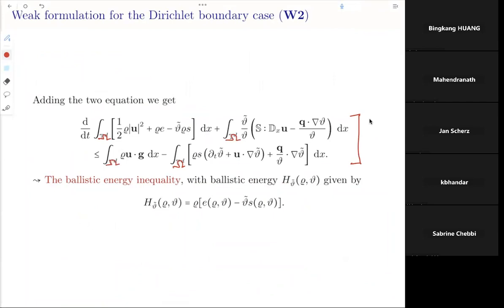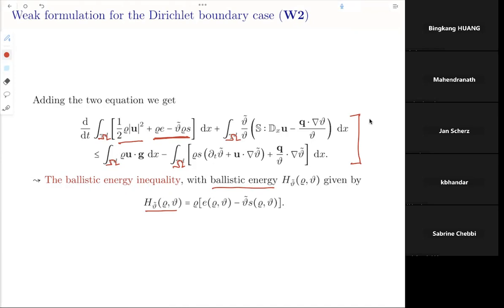So what happened? Okay, the kinetic energy is there, but instead of internal energy, we are having some quantity which is this rho e minus theta tilde times rho s, where theta tilde is the extension of the boundary value. So instead of getting one inequality, we are getting a set of inequalities. It depends on the extension, and this particular quantity in literature is called ballistic energy, which is termed by Ericsson. And this inequality is called the ballistic energy inequality.